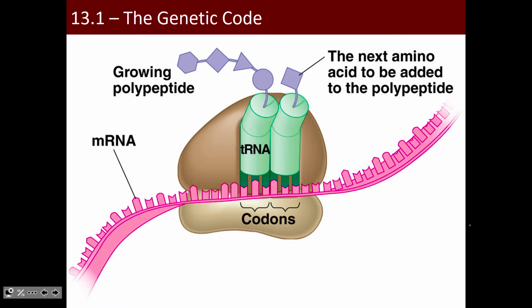Okay. So this is what this looks like. Down here on the bottom, we have the small ribosomal subunit. Then we have the large ribosomal subunit. In the A site, we have a single amino acid being brought in on a tRNA. In the P site, we have this growing polypeptide chain that we're going to add that new amino acid to.